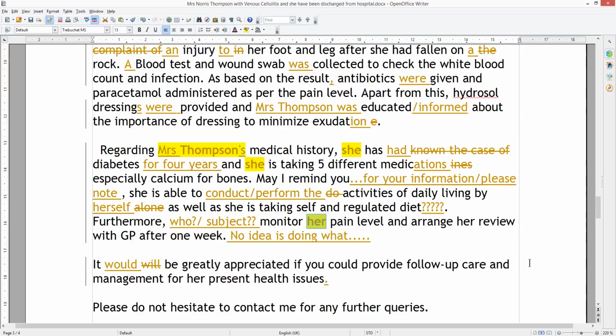Somebody wrote, paracetamol was prescribed. Well, that would be passive, yeah. But because we've got antibiotics were given and paracetamol administered, you could put a verb in between, paracetamol was administered, but we can tell it's passive anyway. You could say was administered, but it doesn't actually matter.